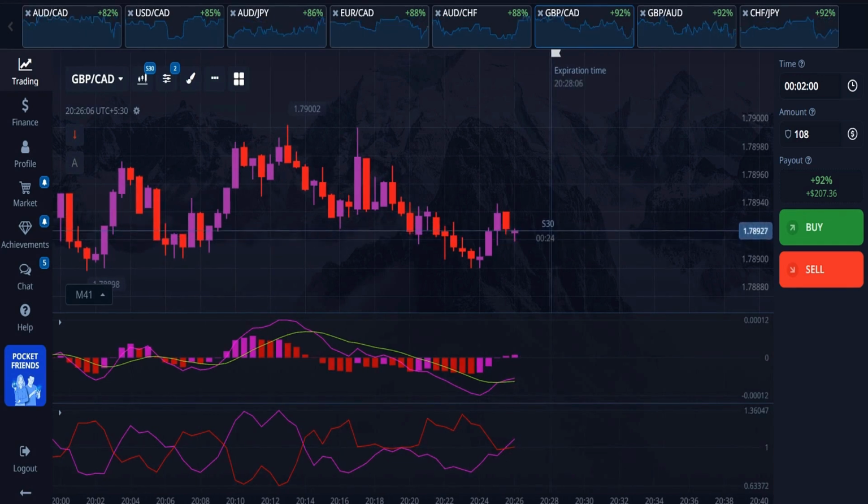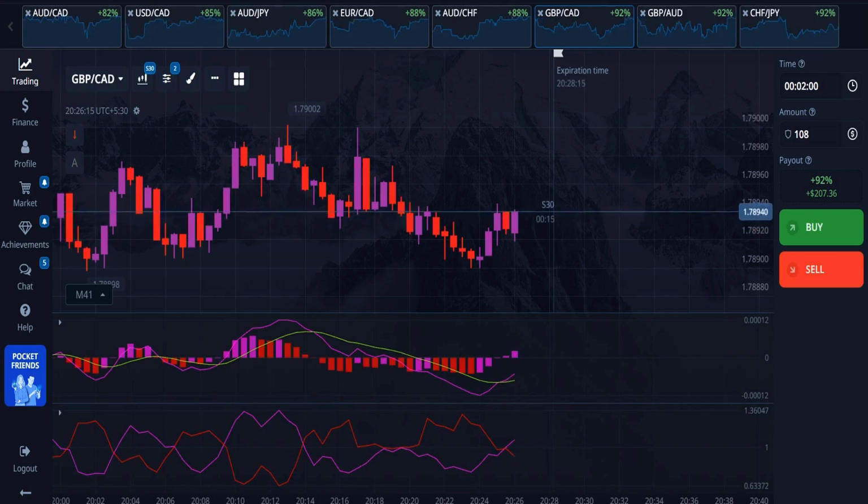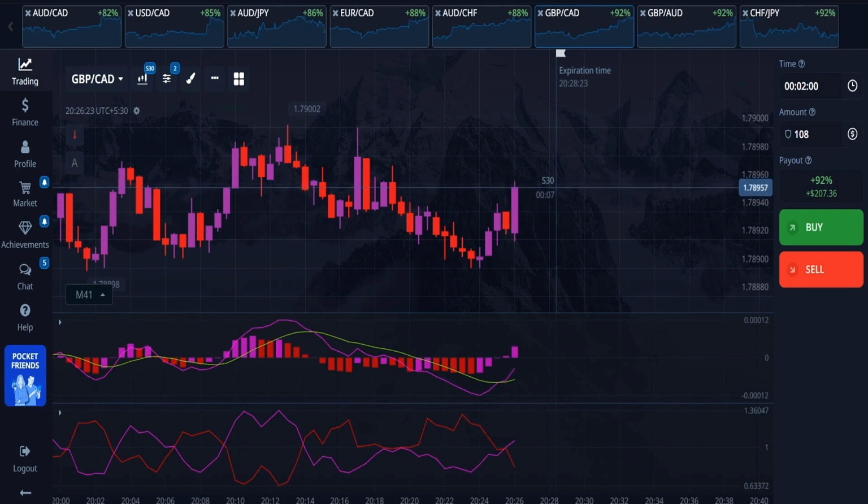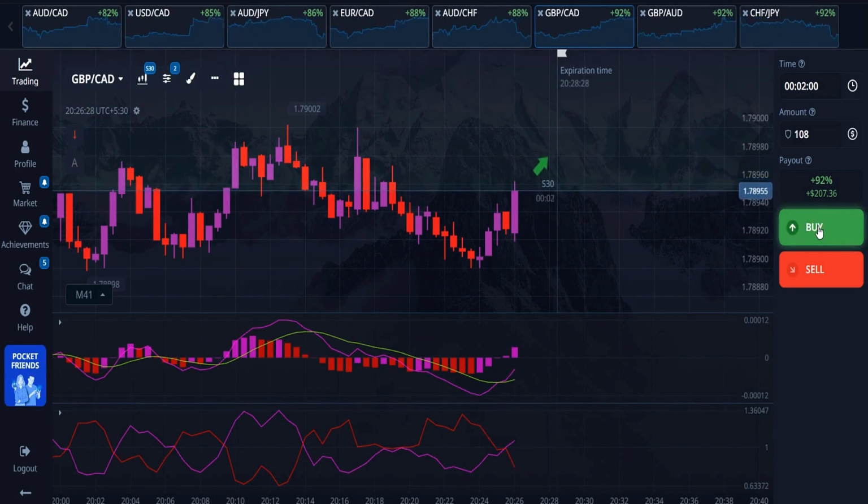But hold on, don't enter the trade too quickly. Instead, wait for 1 or 2 bullish candles to confirm the momentum before placing a buy trade. This helps us avoid false signals and trade with the trend.